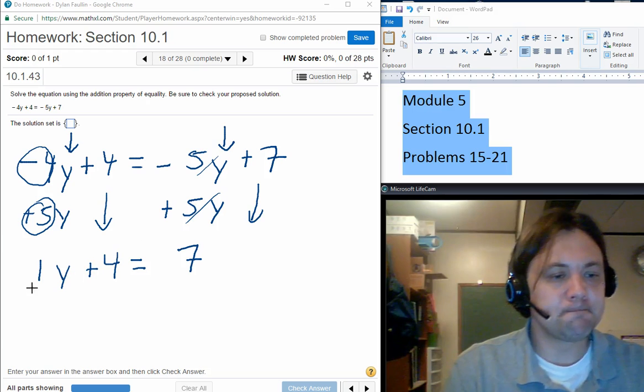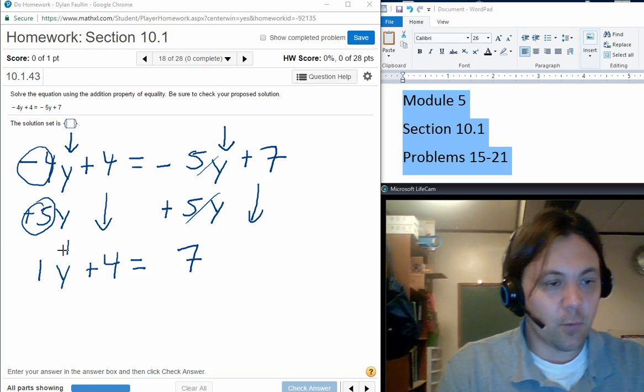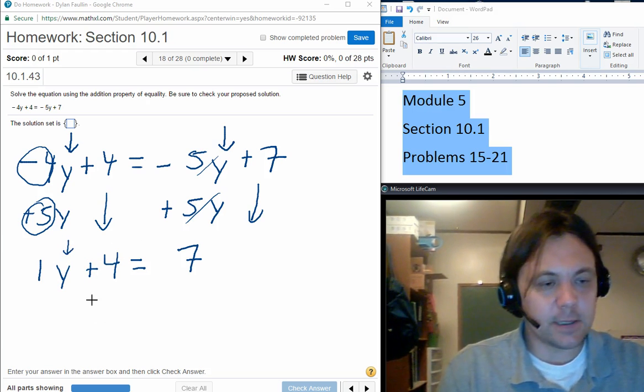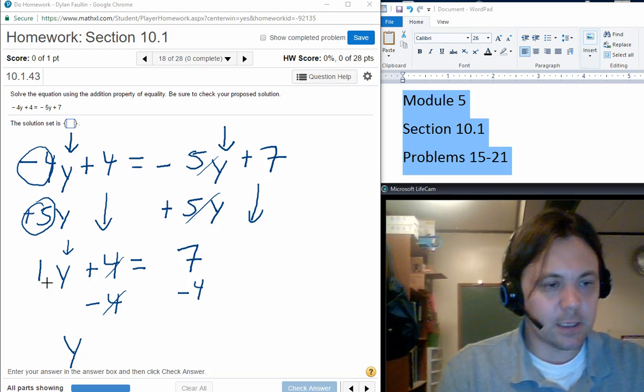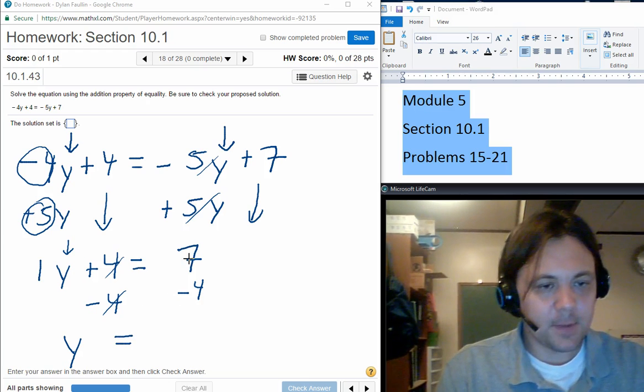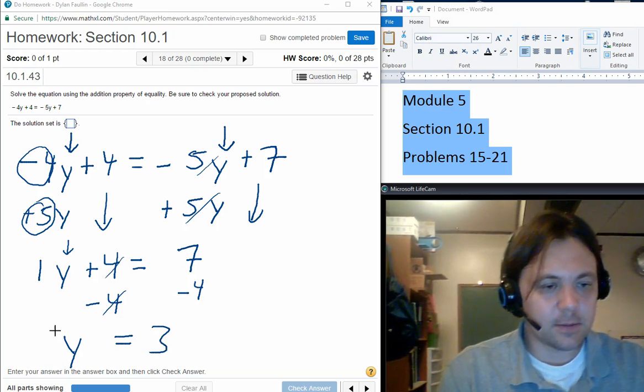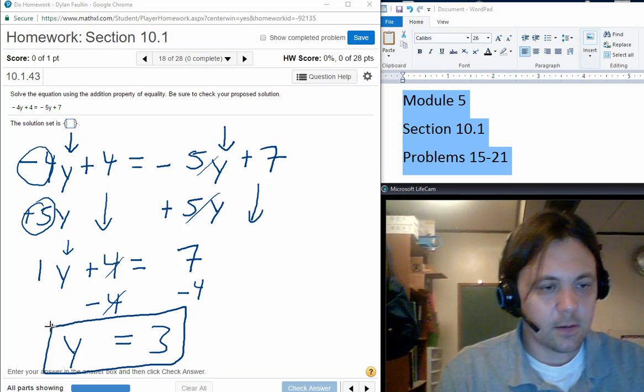It'd be negative 7. So to get y by itself, the plus 4 needs to go. We will get rid of it by subtracting 4. That'll cancel it right out. If we do that to the left-hand side, we do the same thing to the right-hand side. And so we end up with 1 times y, which is y, copied on the equal sign, 7 minus 4, which is going to be positive 3. And that would be our solution.